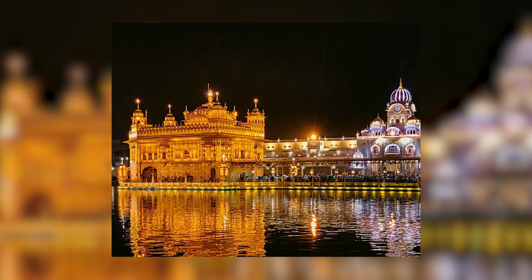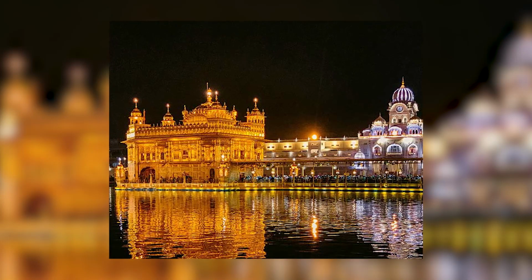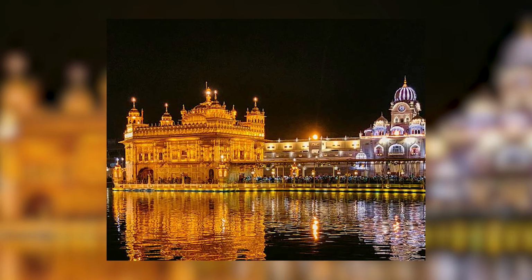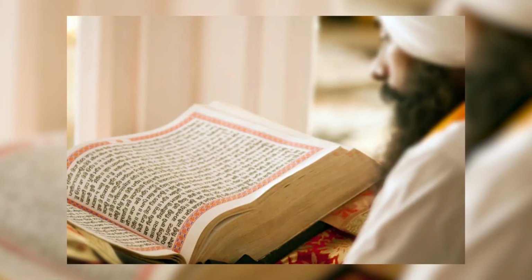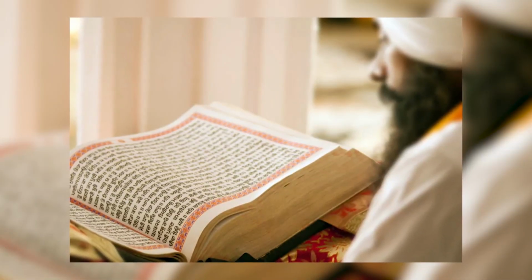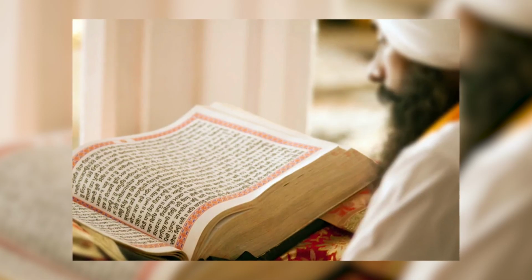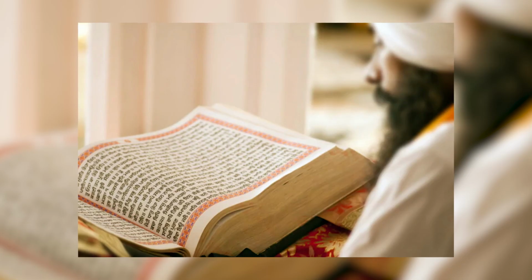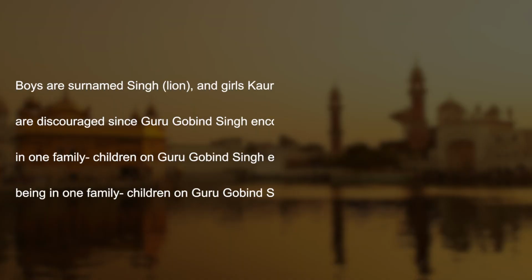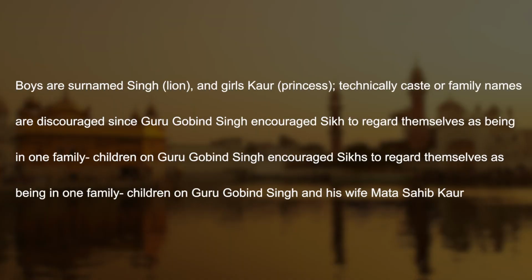A few drops of Amrit are dripped into the baby's mouth, the mother drinking the rest. This is arranged in the presence of the holy book and congregation either at home or in the Gurudwara. The priest opens the holy book at random and the very first letter of the first hymn which begins on the page becomes the initial letter of the child's name. Boys are surnamed Singh, that is lion, and girls Kaur, that is princess.